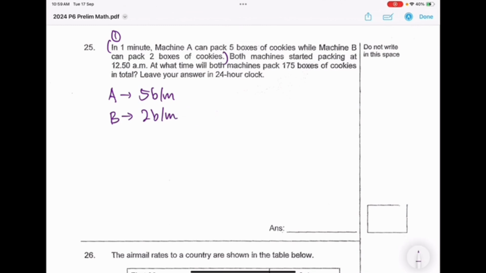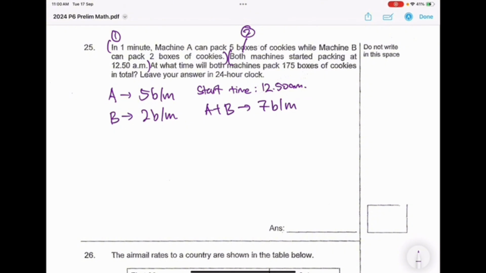Let's move on to the next sentence, sentence number 2. It says both machines started packing at 12:50 a.m. So I know the start time is 12:50 a.m. If both machines started at the same time and A produces 5 boxes per minute and B produces 2 boxes a minute, in 1 minute, both A and B would produce a total of 7 boxes per minute.